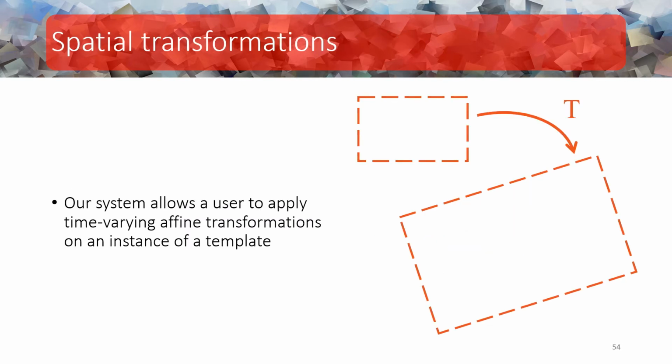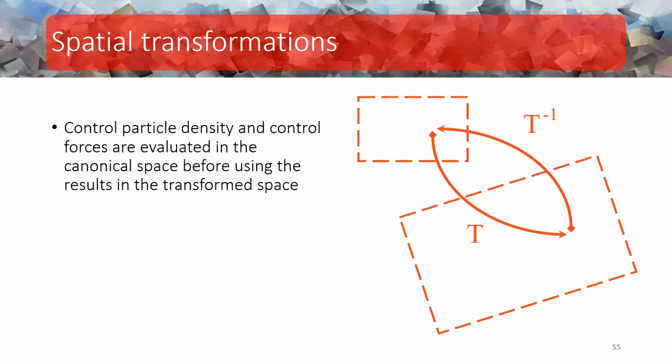In order to extend the spectrum of possibilities, we allow users to apply time-varying affine transformations on each instance of a template. These transformations include translations, rotations, uniform and non-uniform scalings, as well as reflections. They can be used and combined to modify a template instance when composing an animation. Every time we want to evaluate a physical quantity in a transformed template instance at a given position, we apply the inverse transformation of the instance to this position before estimating this quantity in the untransformed canonical space.